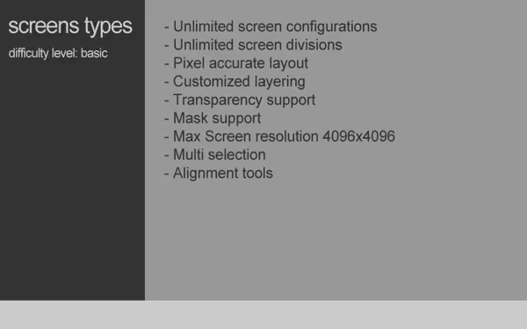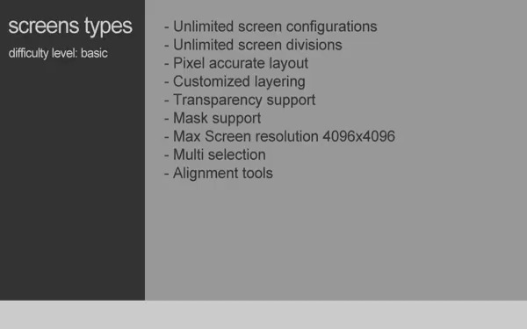Using the Signage Studio, you can create an unlimited number of screen configurations or screen templates, and each one of those screen configurations can have an unlimited number of screen divisions. Everything that you do within the Signage Studio screen editor will be accurate to the pixel, so you can create transparencies and masks. You can layer the different screen divisions any way you like. We also support the maximum screen resolution of 4096 by 4096. And this large screen area can actually span multiple displays in both vertical and horizontal alignment.